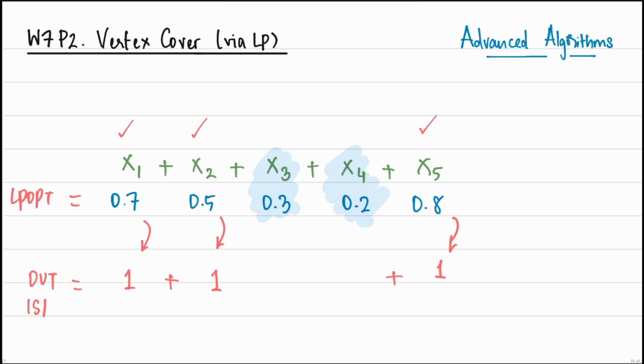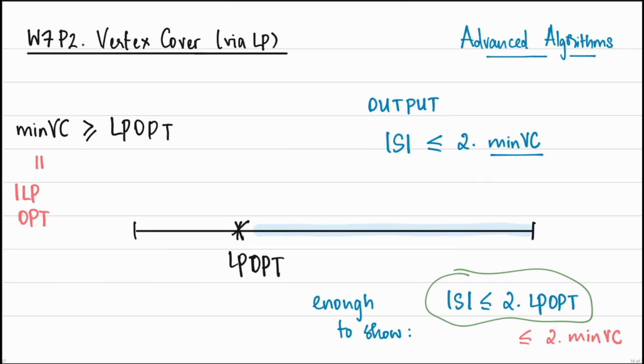Okay, so we have dropped a few that are less than half, and we have rounded up a few which are at least half, and therefore the size of S is going to be at most twice the size of LP opt, or the value of LP opt. Yes, and that gives us this inequality here, and from here, like we said, we can conclude that we indeed have a 2 approximation because the LP opt is a valid lower bound for the true optimal, right?